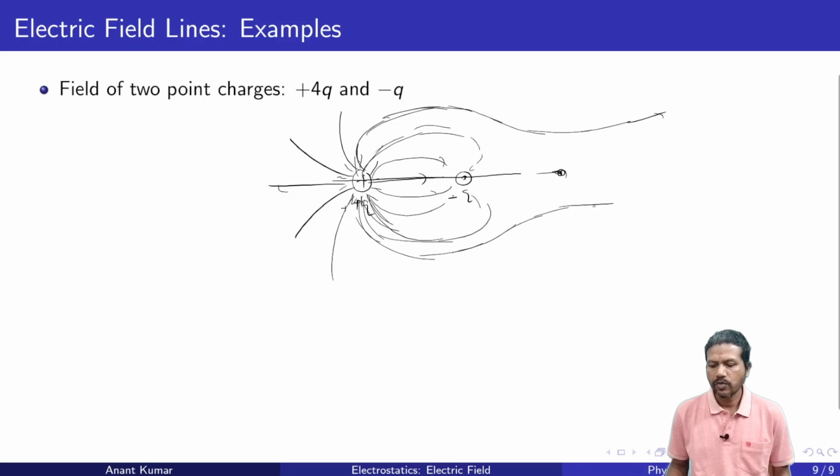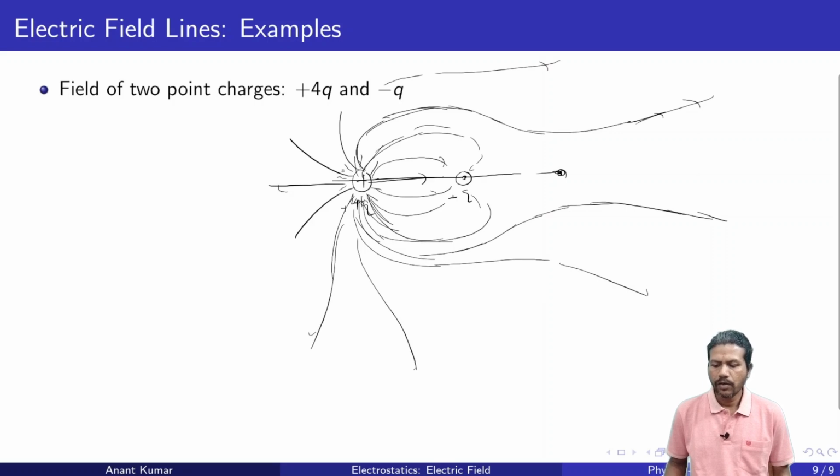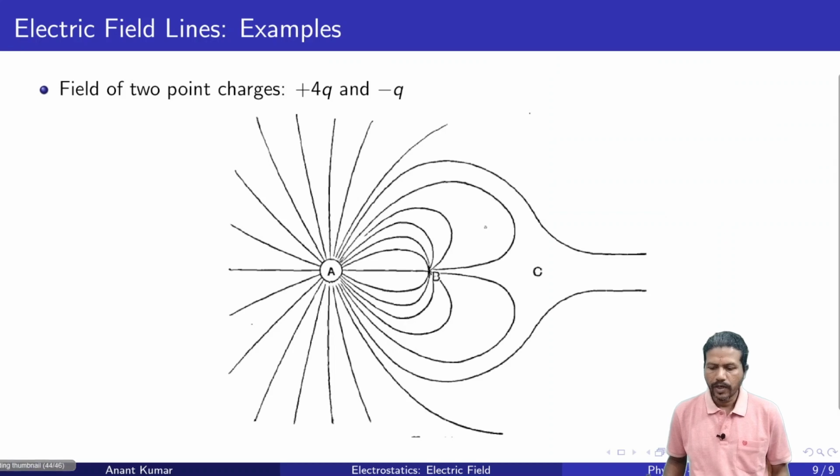It just seems to avoid this particular region. As I said, very far away, they will look practically like they are coming out radially. So the end result is that we end up getting something like this.